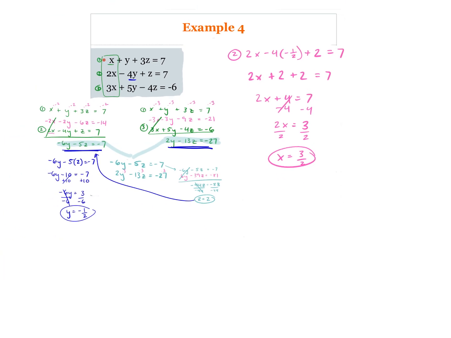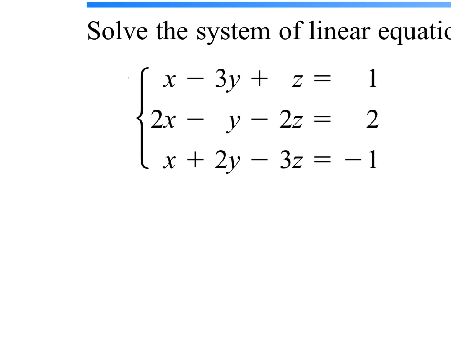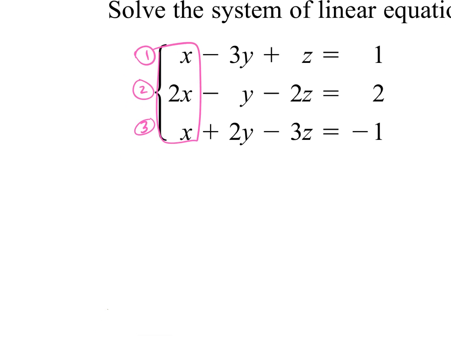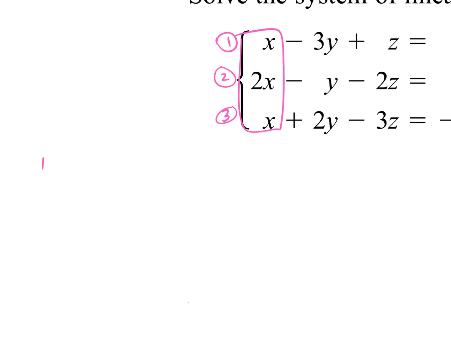So now let's write our answer as an ordered triple. We've got 3 halves, -1 half, and 2. So again, here we're going to solve. Let's label everything. Which variable do you want to eliminate first? Sure, we could do x's. So which 2 equations do you want to work with first? We'll do the first and third, and then we could do the first and second.